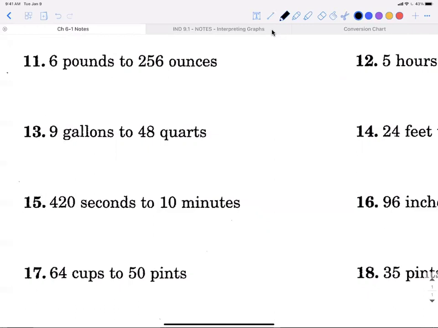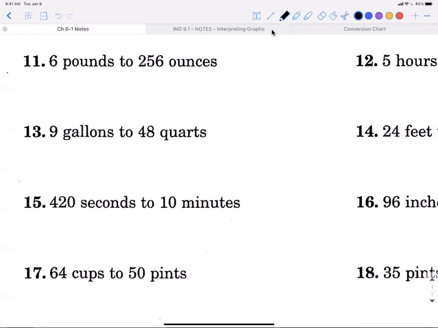I'll give you a sec before I start talking. 6 pounds to 256 ounces. And when you're setting these up, if you want to abbreviate, I am totally fine with that, as long as your abbreviations make sense. They don't even have to be the actual, real abbreviations that are standard, because for pounds, you can actually put LBS. If you don't know that and you want to put PDS or PA, I don't care. As long as I know it means pounds, I'm not going to get picky.